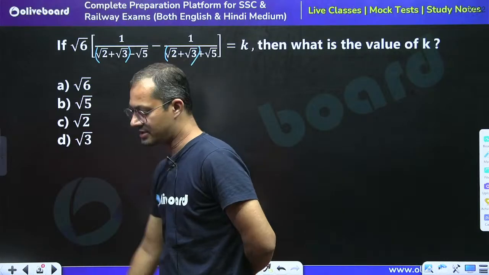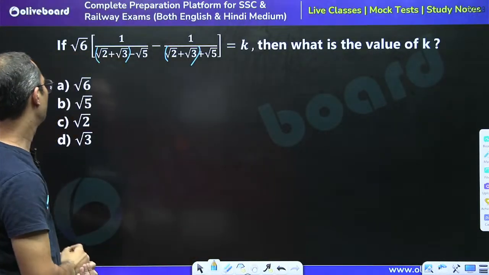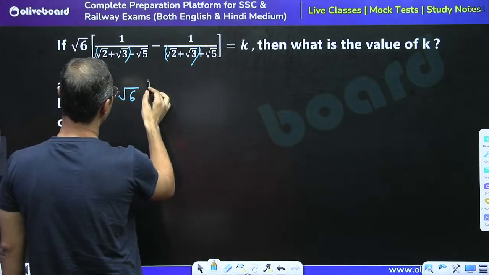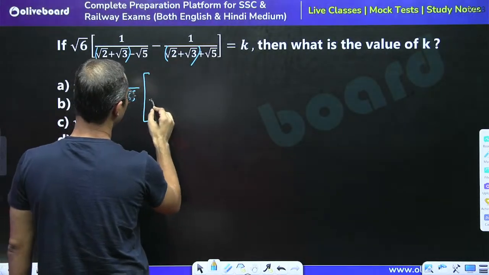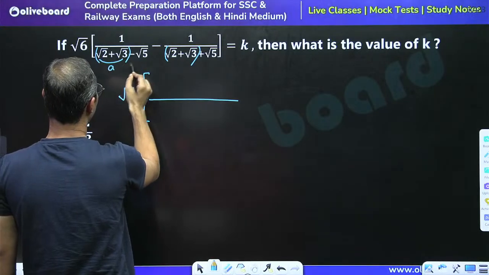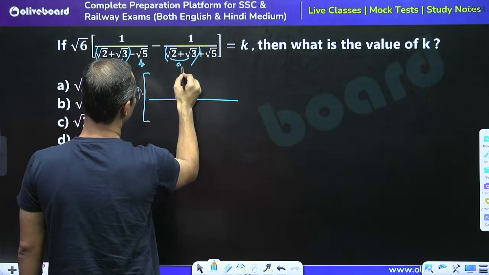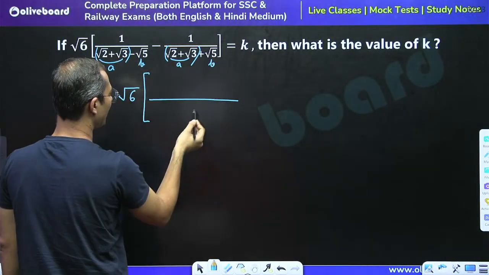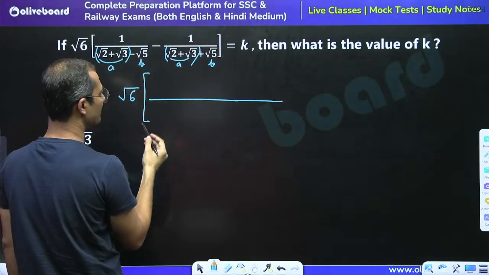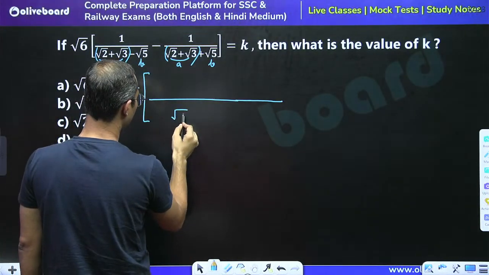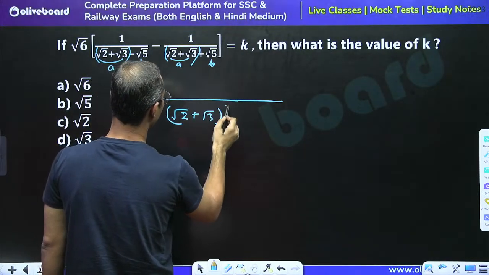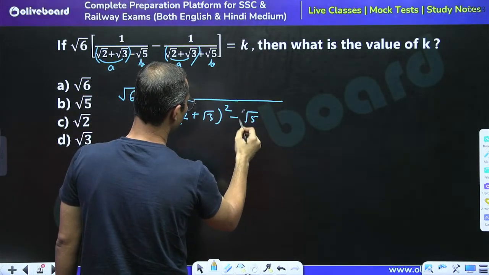So simply we can say, see, need not use rationalization, right? See, these are the two fractions, right? So this is the A part and this is the B part. So A plus B, A minus B. If we multiply it, A minus B times A plus B is A square. So we can say that the LCM is root 2 plus root 3 square minus root 5 square, right?